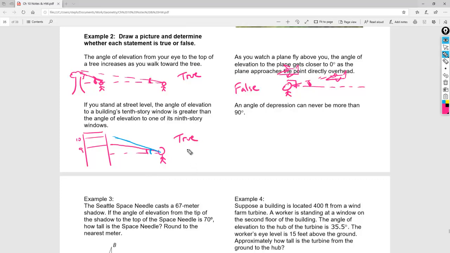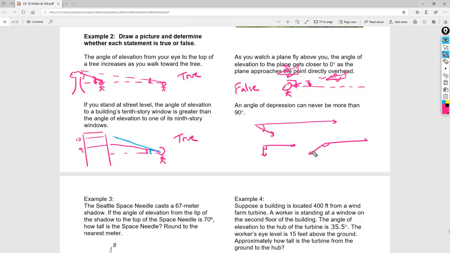Alright, last one. An angle of depression can never be more than 90 degrees. Okay, so all we have to do is explore. If I have a flat line, this would be considered my angle of depression. Okay, so if I go straight down, so I'm essentially just drawing a ray here. If I draw an angle straight down, that would be 90 degrees. Okay, now what happens if I go that way?